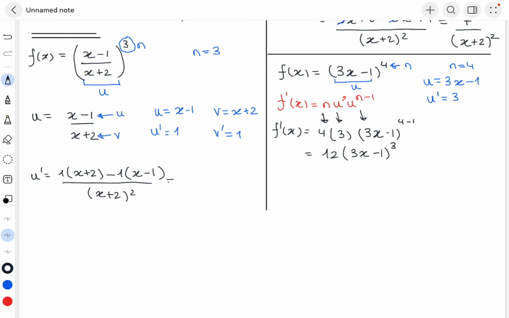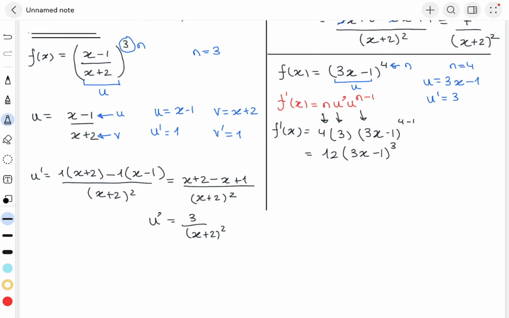And we can expand the numerator. So 1 times x is x, 1 times 2 is 2, negative 1 times x is negative x, and negative 1 times negative 1 is positive 1, all over x plus 2 all squared. So our final answer for u prime will be 3 over x plus 2 all squared. That will be our u prime.